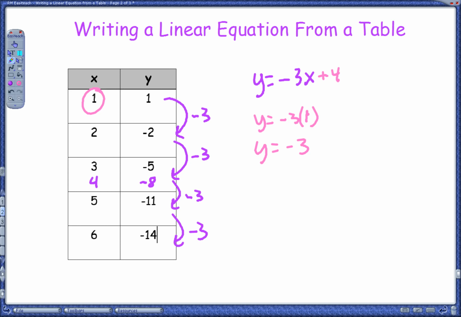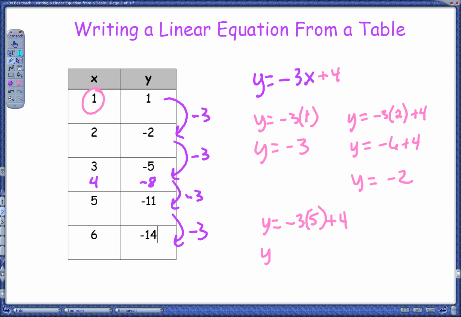And I'm going to keep checking this with my other x values. So let's plug in 2. Y equals negative 3 times 2 plus 4. Now I'm trying to get to the y value of negative 2. So y equals negative 6 plus 4. Y equals negative 2. Okay, so that worked. I'm going to plug in 5. Y equals negative 3 times 5 plus 4. Y equals negative 15 plus 4. Y equals negative 11. Negative 5 and negative 11. Yep, so it works. This is my equation.